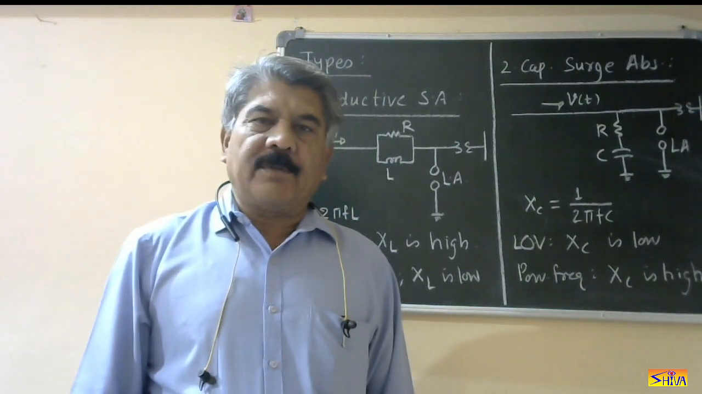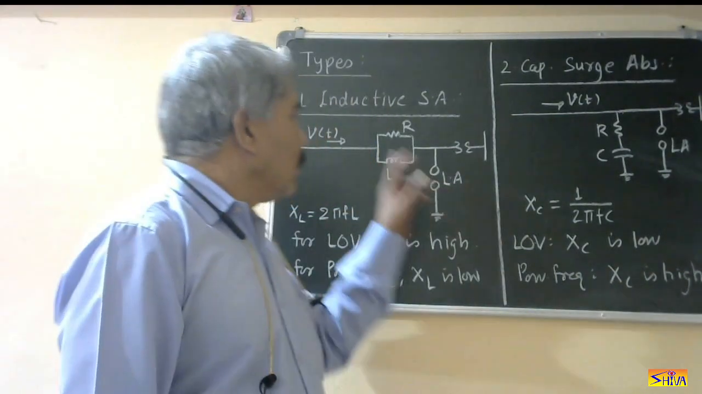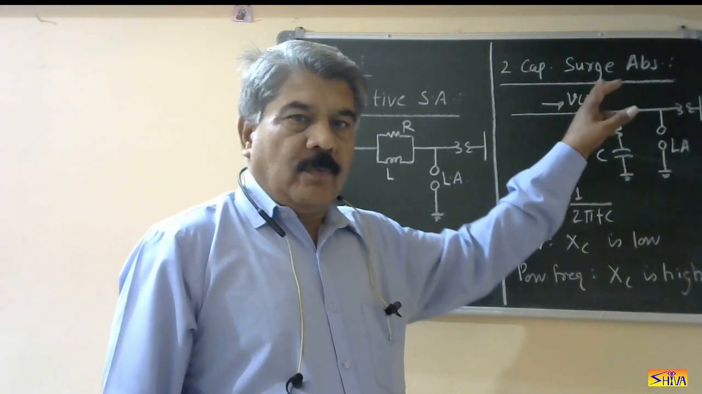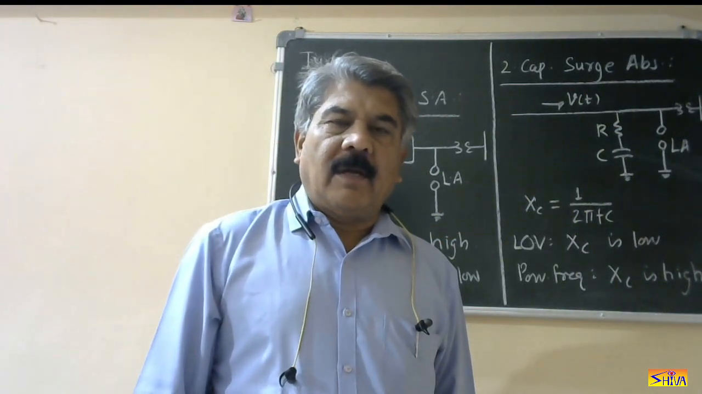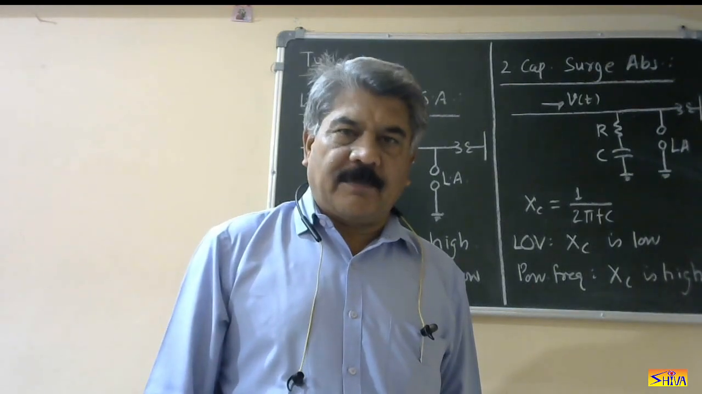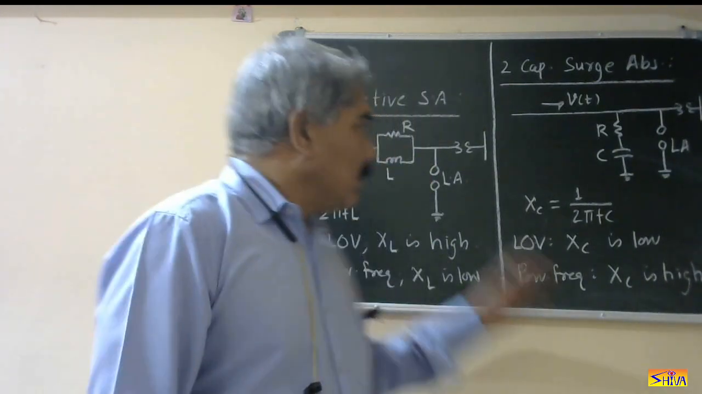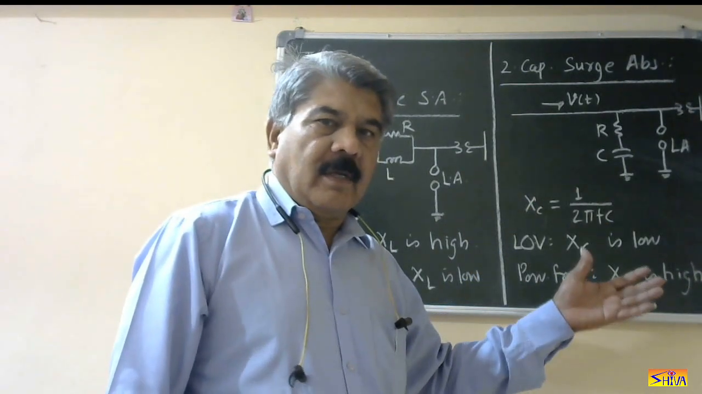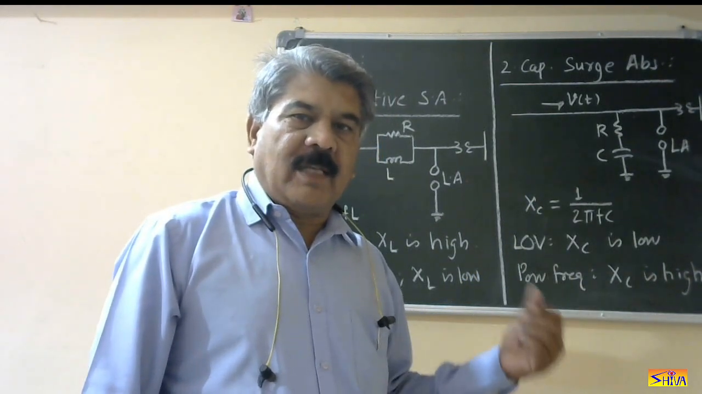There are three types of surge absorbers. Number one, inductive surge absorber. Number two, capacitive surge absorber. And number three is Ferranti surge absorber. First thing is, this surge absorber, whatever its type, is installed before the lightning arrestor.